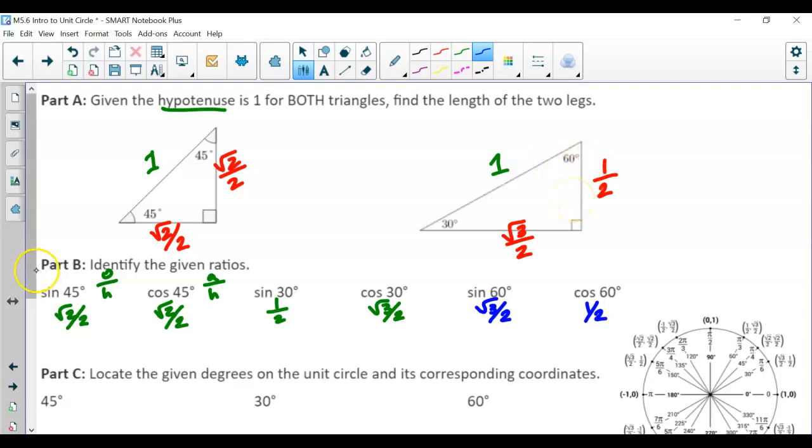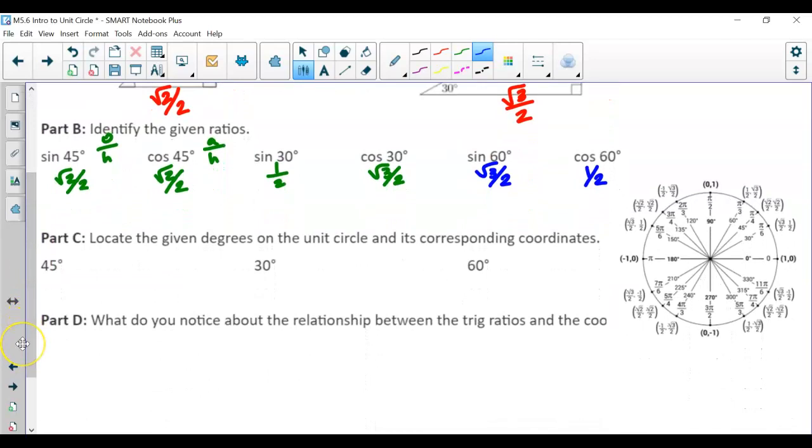So now that we've got part B, now we're going to look at the unit circle. And I want you to identify these 3 values and the corresponding coordinates. So for example, we're going to locate 45 degrees. So 45 degrees is right here. What are the coordinates corresponding to 45 degrees on the unit circle? Right here. So 45 degrees is radical 2 over 2, radical 2 over 2. That's your x and y coordinate.